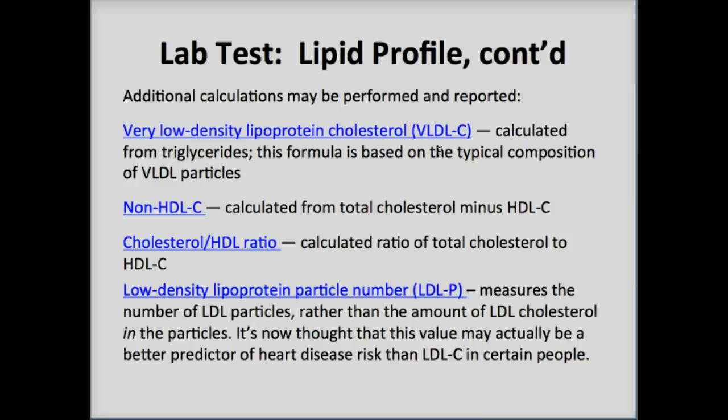And sometimes you'll also see non-HDL cholesterol, this second one here on the lab report, which is also a calculated number. And it's calculated by taking the total cholesterol minus the HDL cholesterol, which makes sense if you think about it. The third one is cholesterol to HDL ratio. And it's simply the ratio, just what it says. It's simply the ratio of total cholesterol to HDL cholesterol.